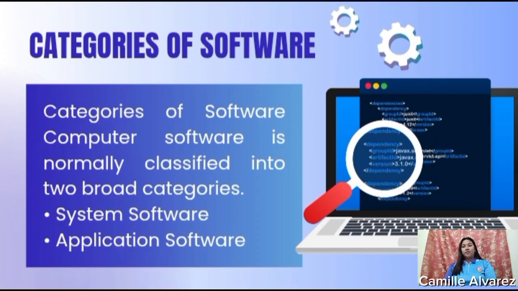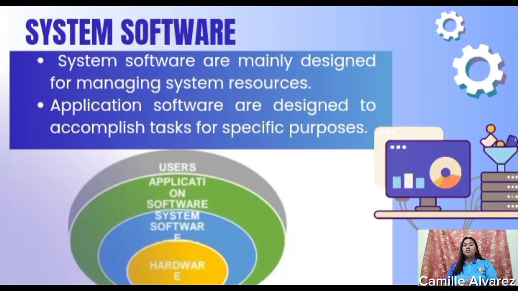Let's move on to the categories of computer software. It is normally classified into two categories. First is the system software and second is the application software. So you can see in the PPT we have a user, application software, system software, and hardware. So user is like me. User ako ng laptop, ganyan. And application software is yung mga apps dun sa computers. And system software we'll discuss later, and hardware we'll discuss later on.